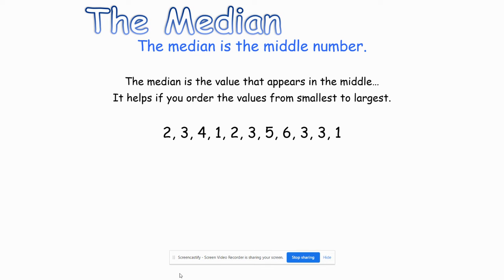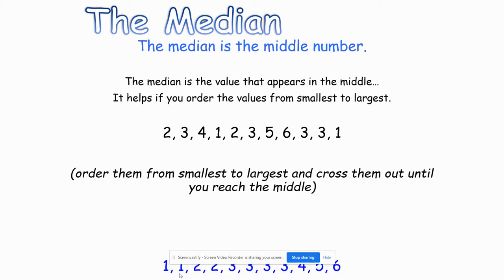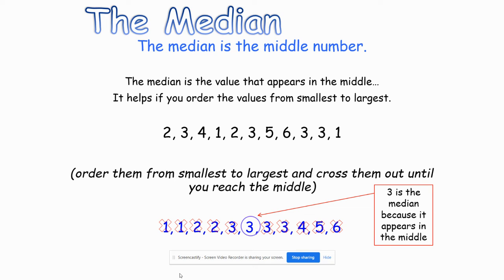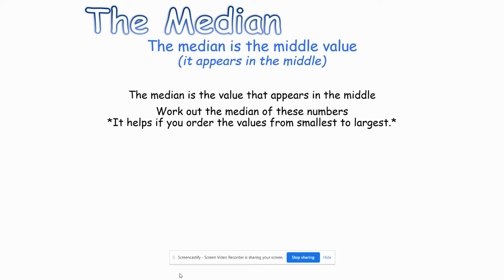If you get a few numbers, put them smallest to largest. I would put them smallest to largest anyway. Always, always, always. So there you go. You've got one, and now straight away you can tell. So you can cross them out, one by one, and you're left with 3. 3 is your median. There you go. 3 is the median because it appears in the middle.